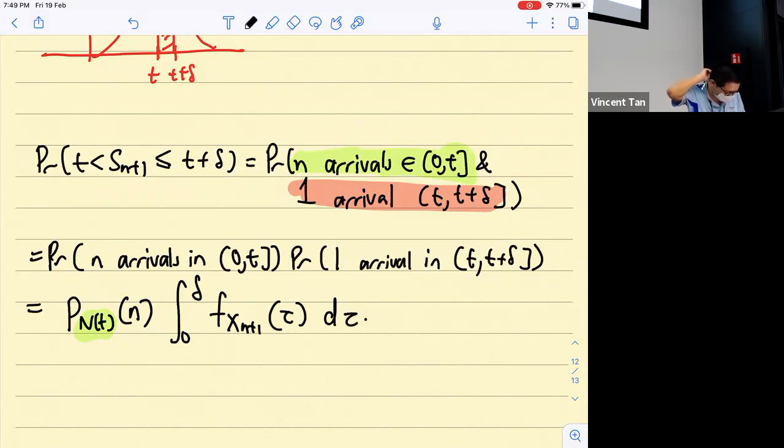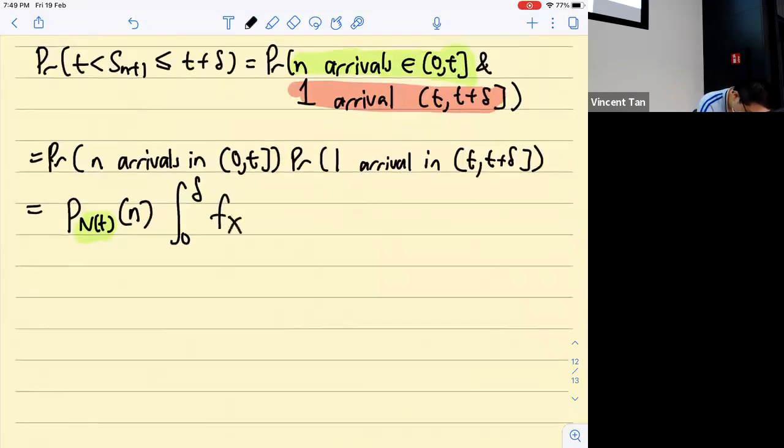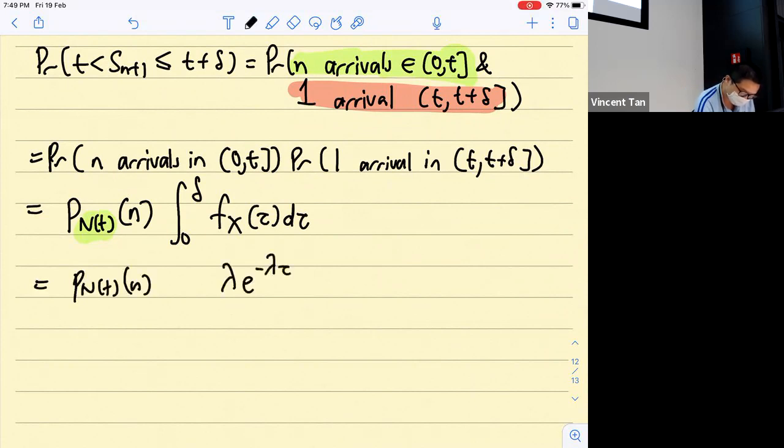One arrival from. Let me just put x, f of x. This is not f of x n plus 1. This is one arrival, which means f of x, say tau d tau. Exponential random variable. There must be one arrival in this interval. Okay, so let's write this. Let's copy this down. And this is an exponential random variable. So we have this. Integrate this from 0 to delta.